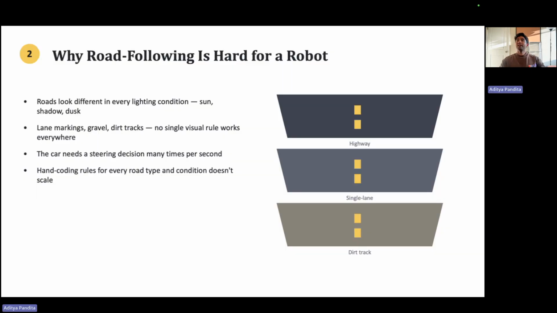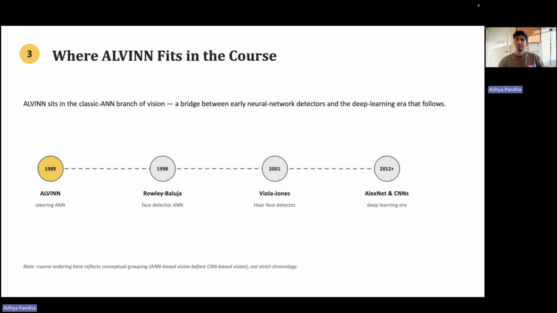Okay, so why is route following hard for a robot? Driving looks easy to us, but it's a genuinely hard perception problem for a machine. Routes change constantly: lighting, surface, markings, weather. So a hand-coded rule like follow the white line breaks the moment the road does not have one. The car also needs a new steering decision many times per second. There's no time for slow reasoning. This is exactly the kind of problem a learned system is suited for rather than a rule-based one.